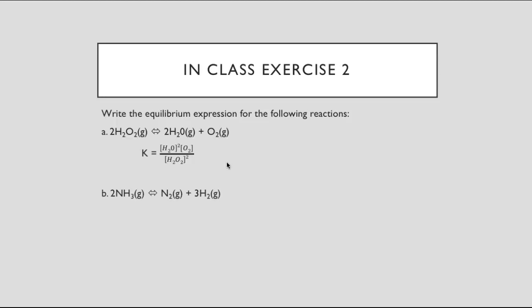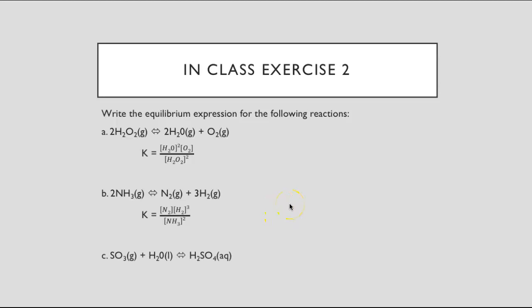Okay, the second one is 2NH3, which is ammonia, in equilibrium with N2 plus 3H2. So again, it's products over reactants. So the first product is N2. So it's going to be the concentration of N2 times the concentration of H2 raised to the 3rd power divided by the concentration of NH3 squared.